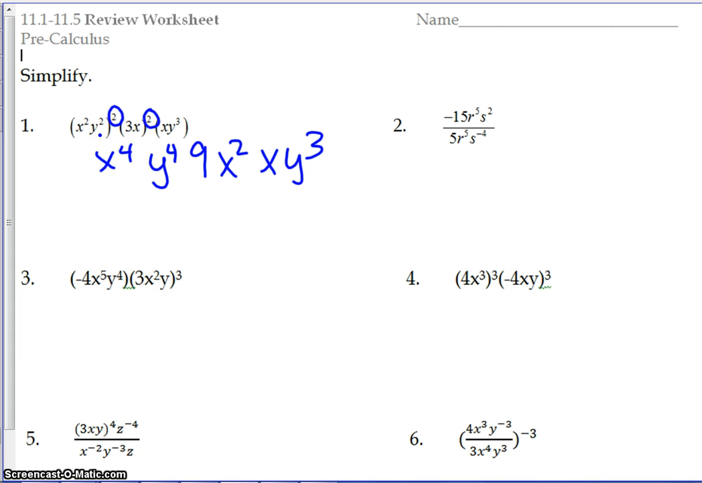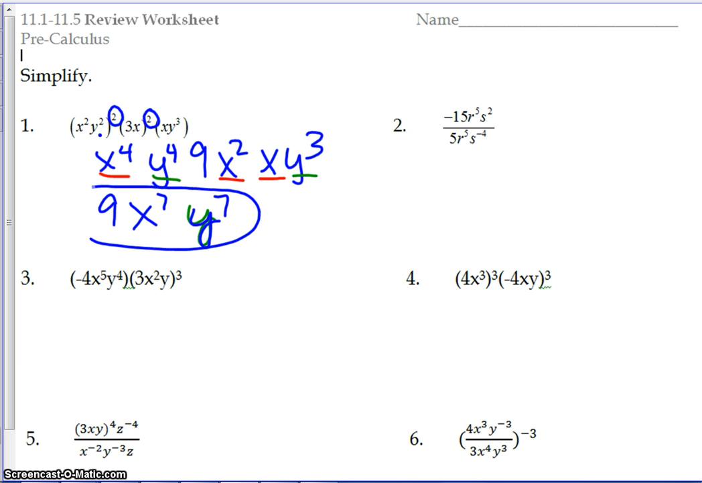Then what I'm going to do is combine terms that are alike. The 9 would be the only coefficient there. For the x's, I have to look at the x to the 4th, the x to the 2nd, and the x to the 1st. So that's going to give me x to the 7th here. For the y's, I'm going to look at the y to the 4th and the y to the 3rd. So that's going to give me y to the 7th. And that's my final answer for the simplified form of that expression.